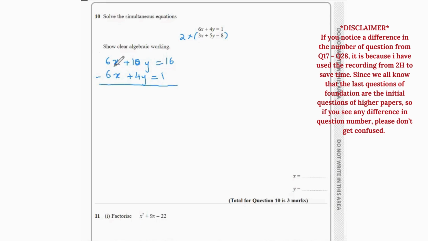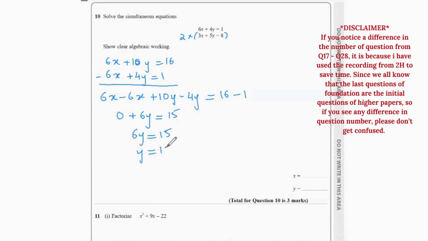So when you subtract the equations, 6x minus 6x, then plus 10y minus 4y, and on the other side, 16 minus 1. 6x minus 6x is 0, 10y minus 4y is 6y, and 16 minus 1 is 15. So 6y equals 15, y equals 15 divided by 6, which simplifies to 5 over 2, or 2.5, however you want to write it. Even as a mixed number, that's also fine.